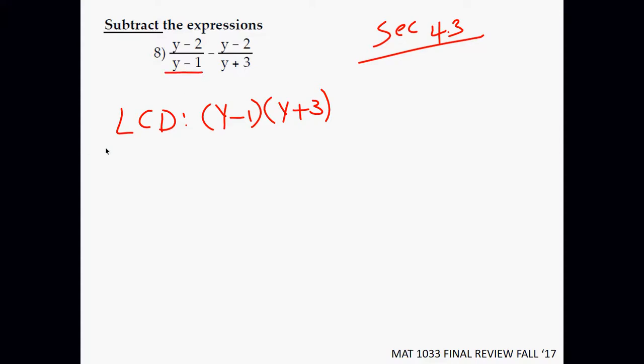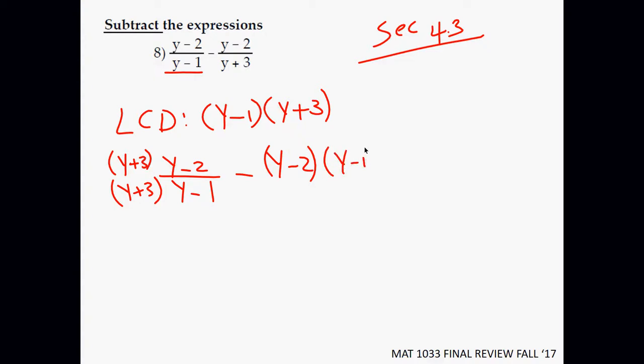So to make the denominator y minus 1 times y plus 3, the first one is missing y plus 3, so you multiply by y plus 3 on top and bottom. Minus the second one, which is missing y minus 1: y minus 2 times y minus 1 over y plus 3 times y minus 1.